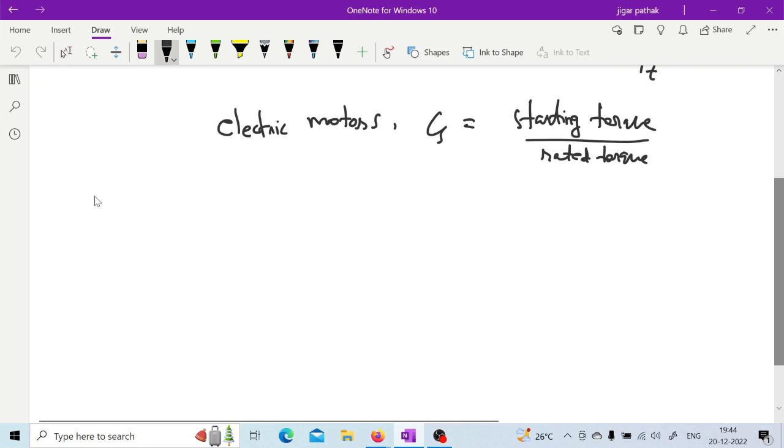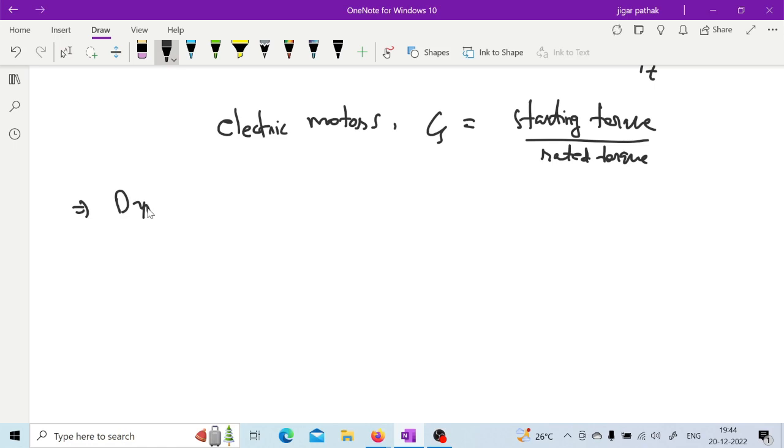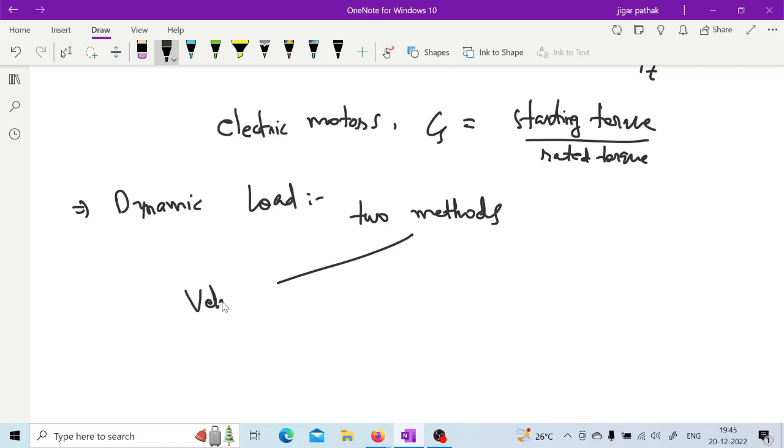Now, after that, one important thing is the dynamic load. As we know, whenever gears are in operation, there must be some dynamic loads acting on them when they are in mesh with each other. So there are various ways of considering this dynamic load. Basically two methods are there. One is to consider the velocity factor in the primary stage of gear design.